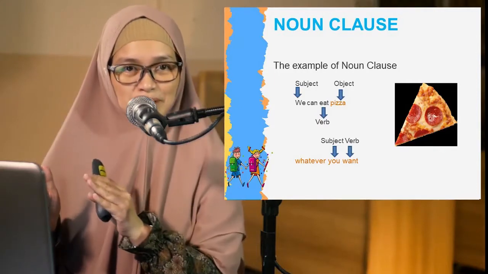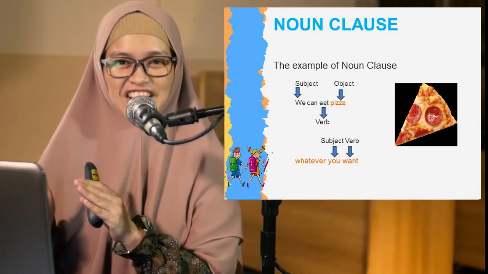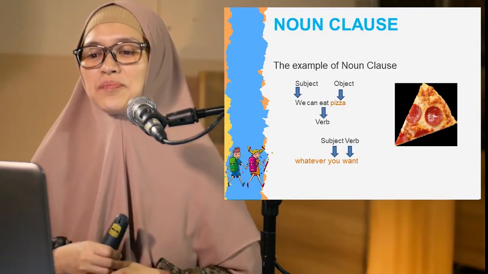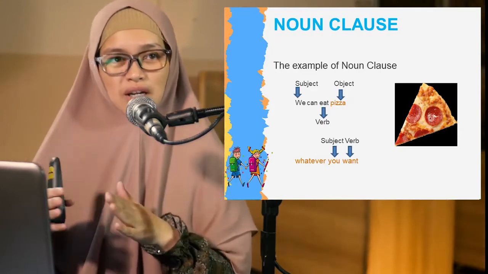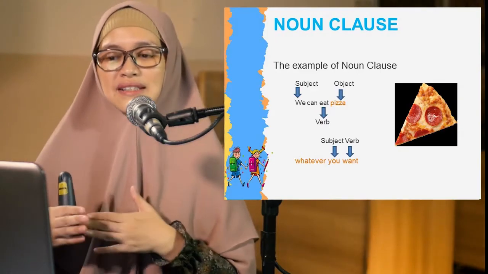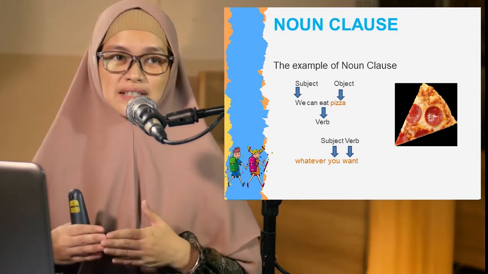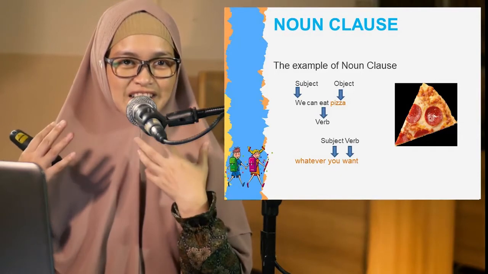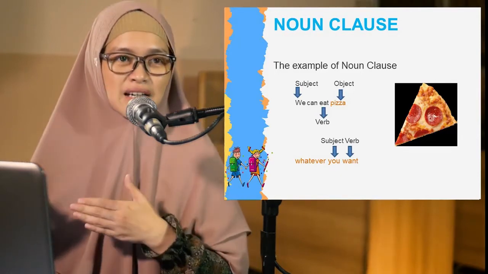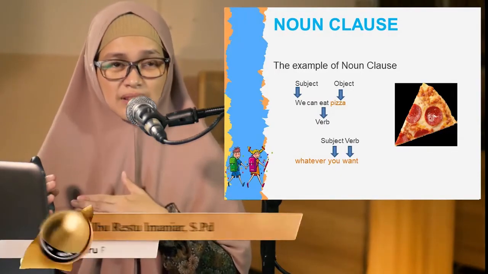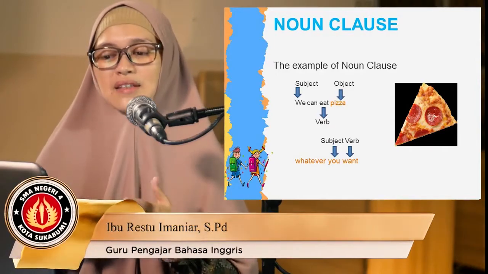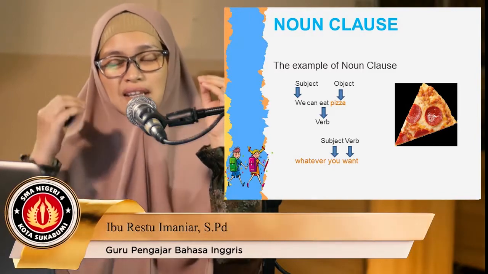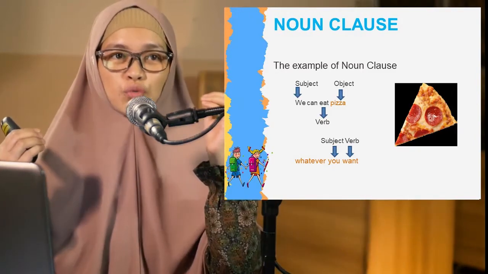Let's see here. A pizza. Okay, I'm fasting anyway. But let's see here. I give you an example sentence. We can eat pizza after iftar, after buka puasa, right? Okay, we can eat pizza. The pizza here, we can replace it with whatever you want. Okay, pizza could be replaced by whatever you want.